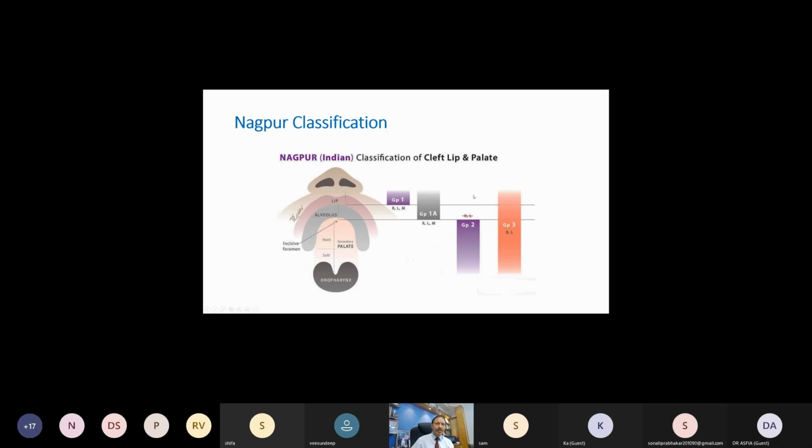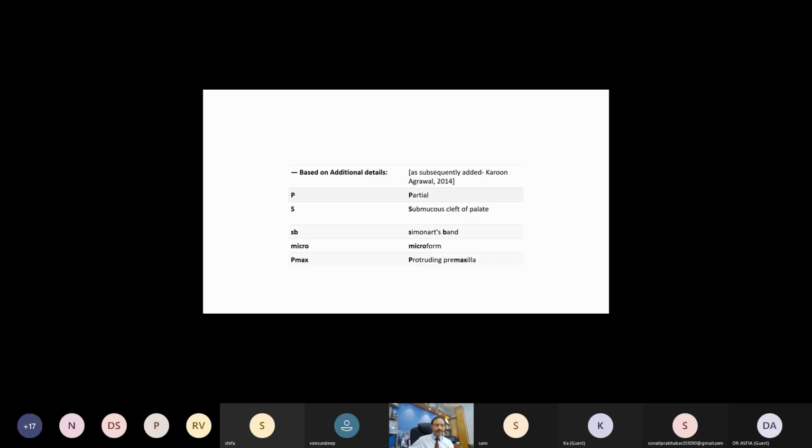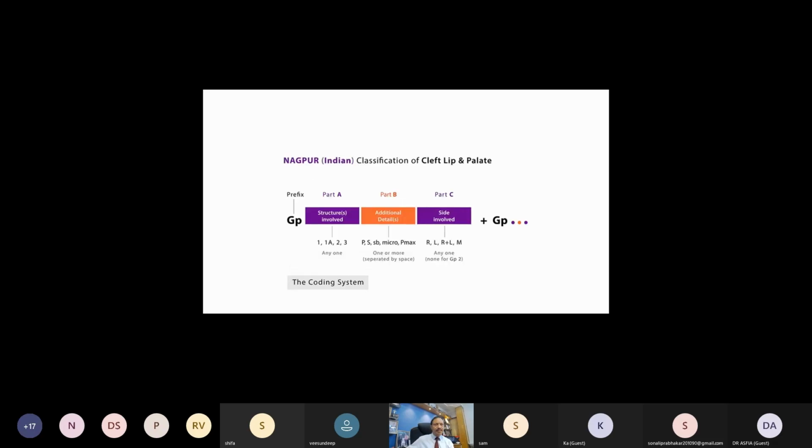So this is based on a Nagpur classification with a modification from Dr. Karun Agrawal. I'm just rushing through this so that I could concentrate on other important points. He added abbreviations: P for partial, S for submucous, SB for Simonart's band, micro for microform, and Pmax for protruding premaxilla. So this is how he made his modification and the coding system.